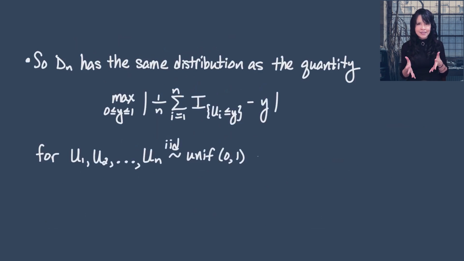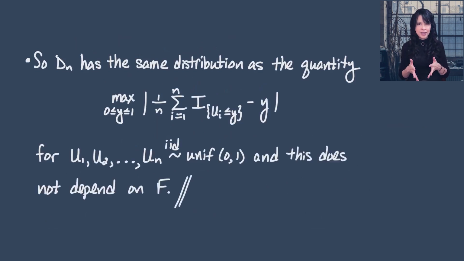But look at this. This expression does not depend on F. The distribution of this expression, if you wanted to get into it, you would be looking at the distribution of uniform 0, 1 random variables and not be considering the original CDF at all. And this is what we wanted to show in this claim, that the distribution of the Kolmogorov-Smirnov statistic does not depend on the underlying distribution with CDF capital F.